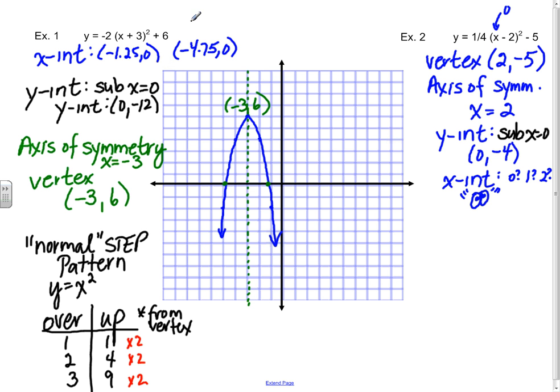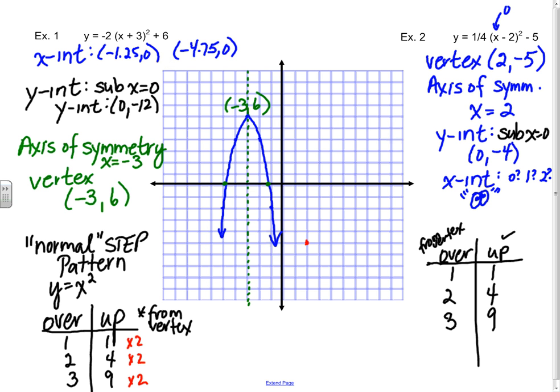To graph this thing, my vertex is (2, -5), right here. My step pattern has been altered by a quarter. I'm going to write my step pattern down. It is normally over and up. Since I don't have a negative out the front, it will still be upwards. My normal step pattern is from the vertex. I know there are different ways of doing step patterns. Over 1 up 1, over 2 up 4, over 3 up 9. You can see squared numbers here. My step pattern has been altered by a factor of a quarter.